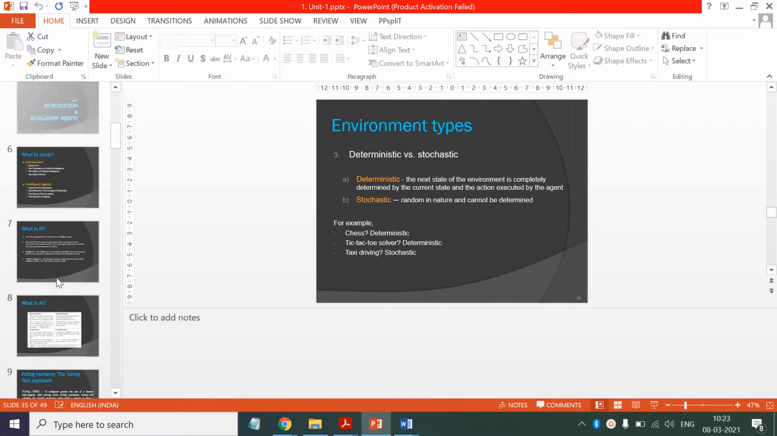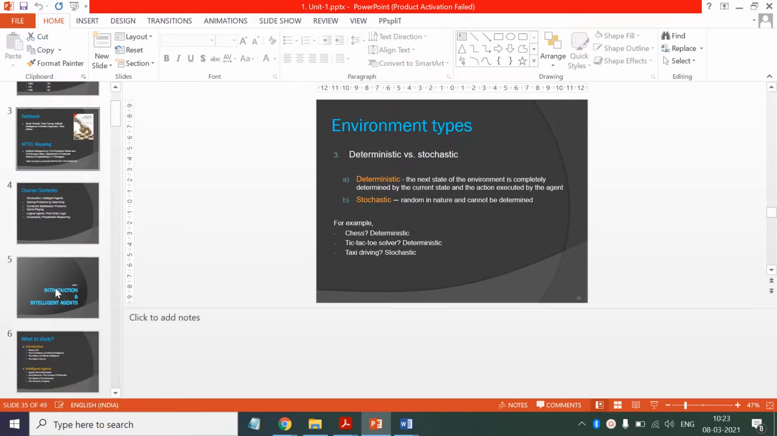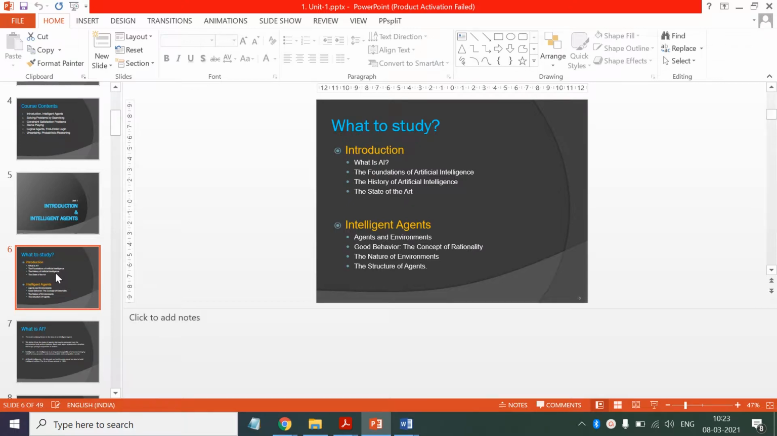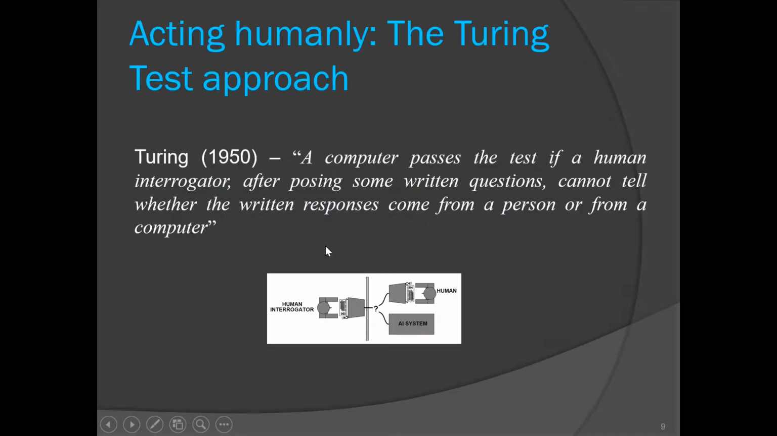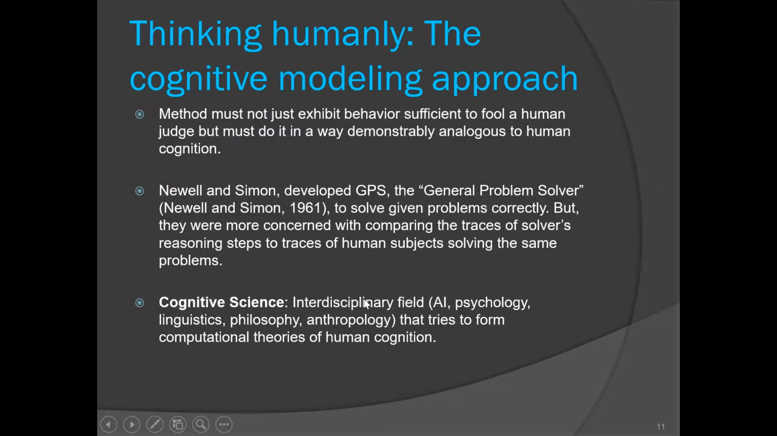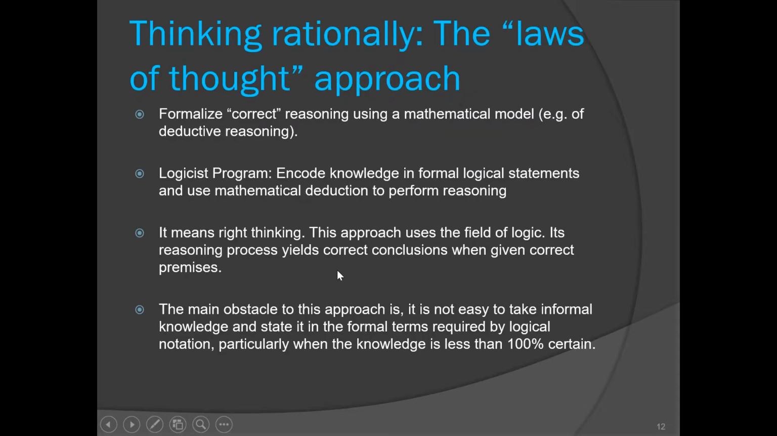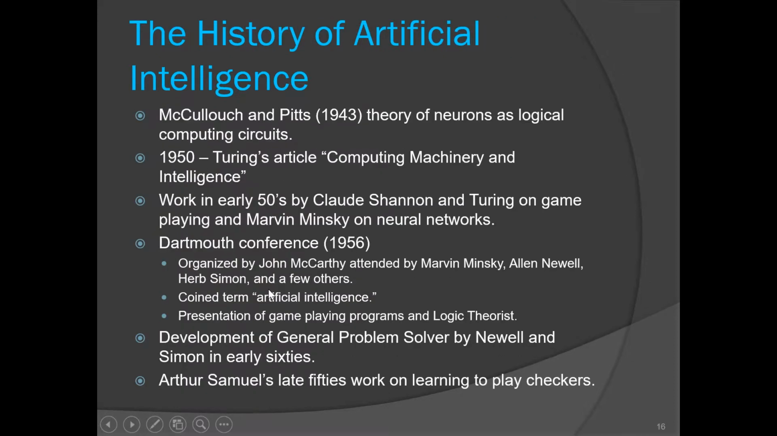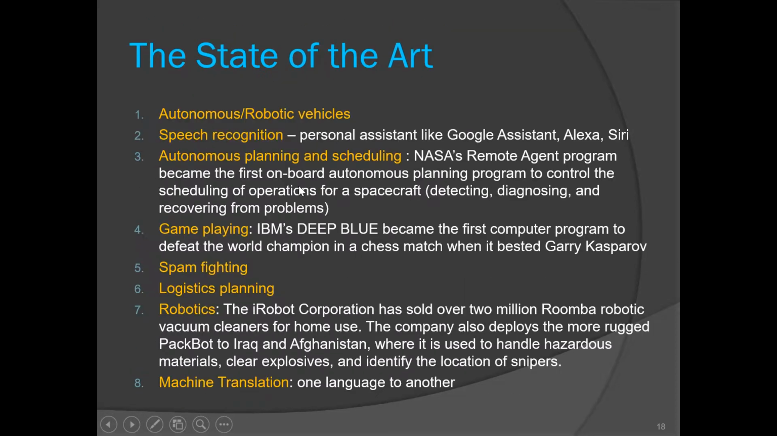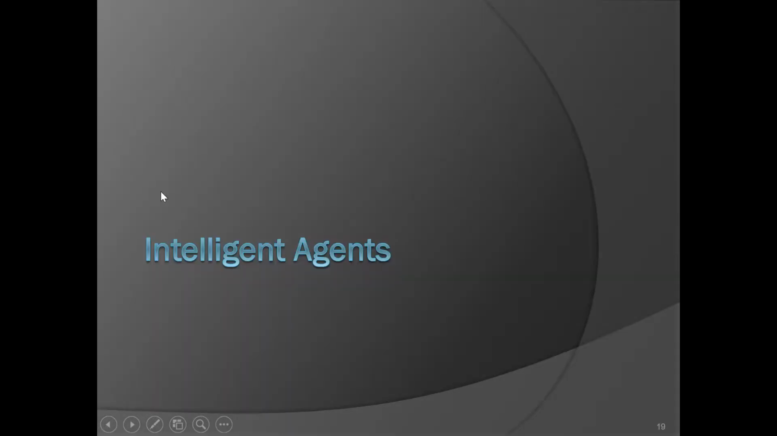We started with the introduction. Now we know the definition of AI. These 4 categories of AI definition we know. Then we have seen the Turing test, then the General Problem Solver, right? We know the concept of rationality, the foundation of AI. These different disciplines contributed to the development of artificial intelligence, right? Then the history of artificial intelligence, where we have seen the ups and downs of AI. Then the state of the art, where we have seen different applications benefited with the help of AI.